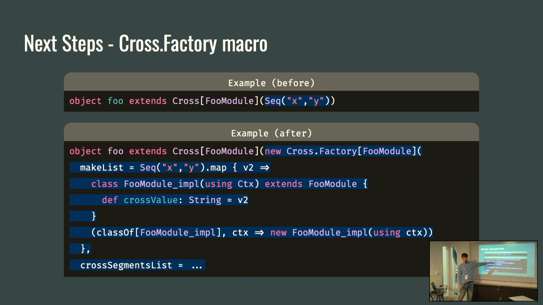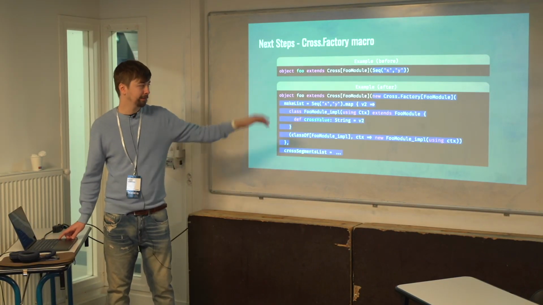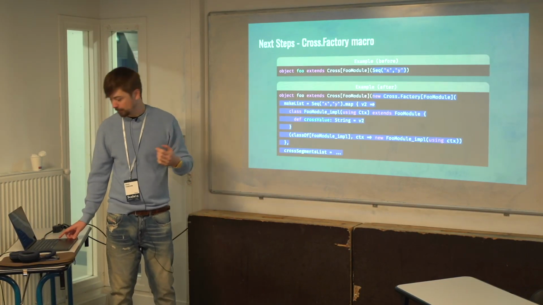So for each one of these, each of X and Y, we're going to construct an implementation of our foo module by basically this factory method that passes in a context, and we assign the cross value to the argument of the lambda. So this is pretty verbose. It would be really cool if you look it up in the macro code, or maybe some other time I can explain how it works.